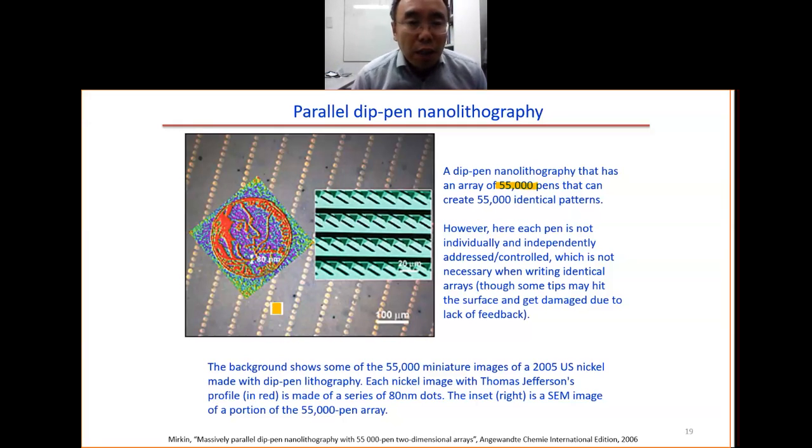But still, you have to make all the patterns at the same time, because each pen is not individually controlled. That means all the copies have to be the same pattern. You cannot control each pen individually. This is the limit.